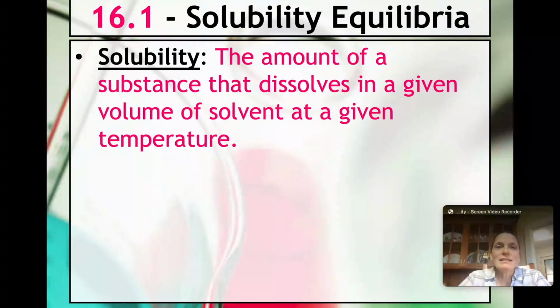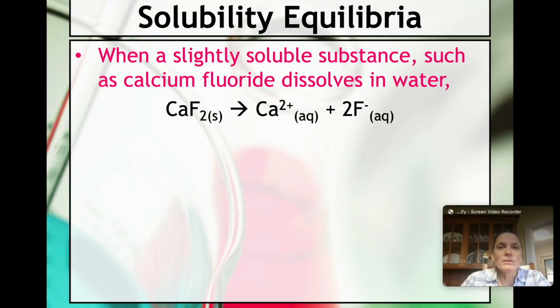Solubility is the amount of substance that can dissolve at a given temperature. Okay, so there's a max amount. Once you hit that solubility level, any other salt you add just sinks to the bottom. Okay, so solubility changes with temperature. Now here's what happens.